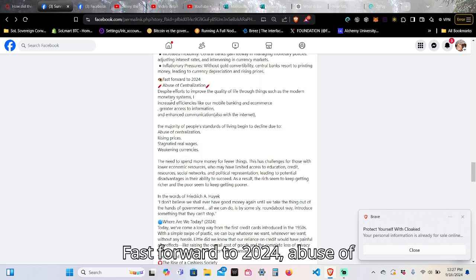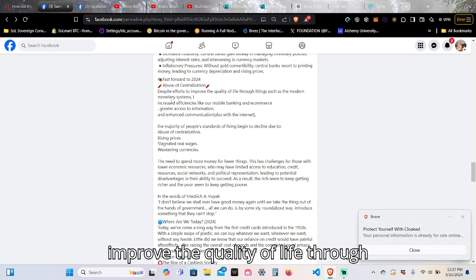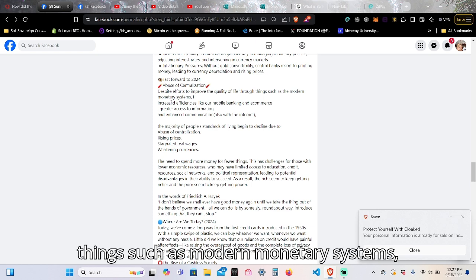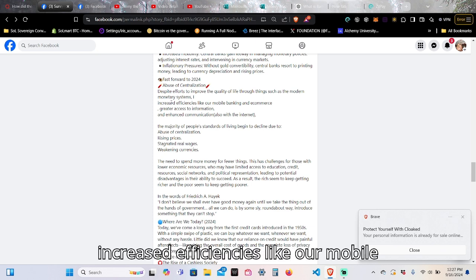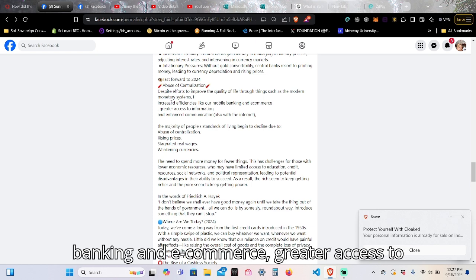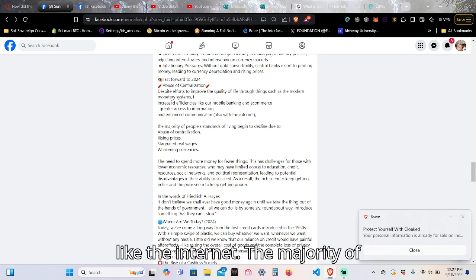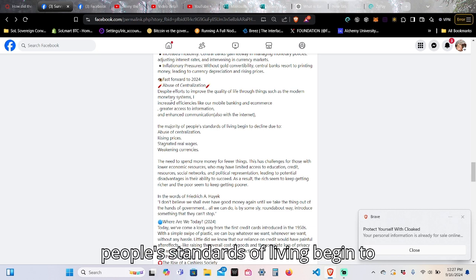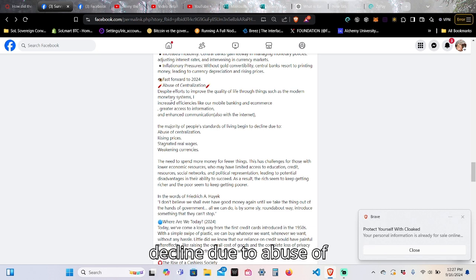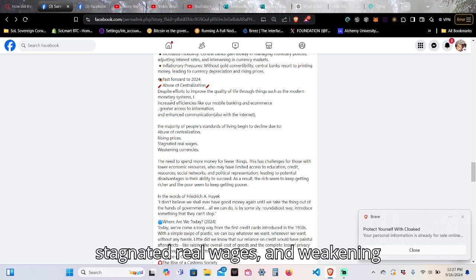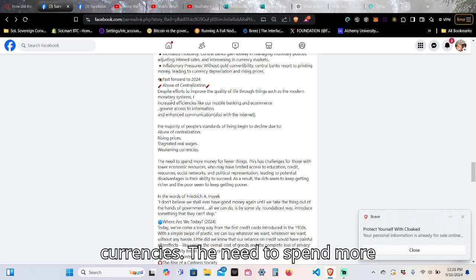Fast forward to 2024. Abuse of centralization. Despite efforts to improve the quality of life through things such as modern monetary systems, increased efficiencies like mobile banking and e-commerce, greater access to information, and enhanced communications like the internet, the majority of people's standards of living begin to decline due to abuse of centralization, rising prices, stagnated real wages, and weakening currencies. The need to spend more money for fewer things.